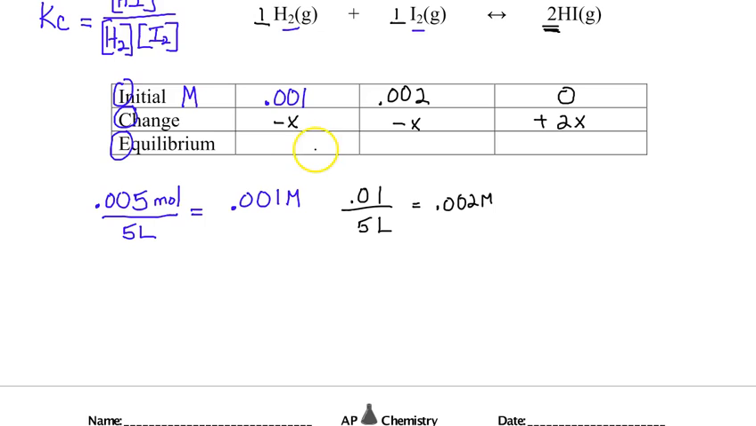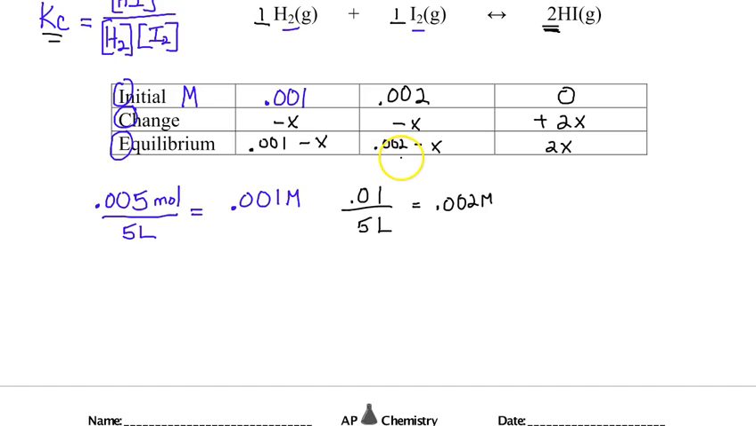Okay, so these are both losing the same amount because they both have the same stoichiometric coefficient. There's a 2 there. What's at equilibrium? Well, 0.001 minus X, we don't know what that is, so 0.001 minus X. This would be at equilibrium, 0.002 minus X. And 2X plus 0, 2X. Sometimes we'll solve it this way. If we knew the equilibrium constant to begin with, we could solve it this way.